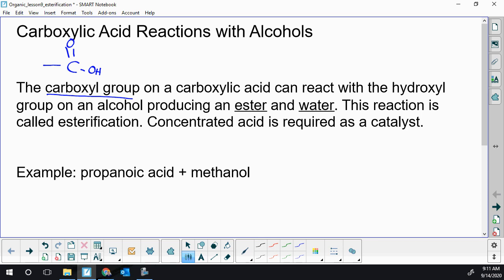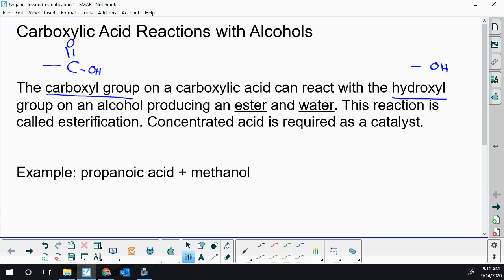In tomorrow's lesson, the second lesson, which is going to be later today, we're going to look at carboxylic acids that have two of these functional groups and can connect twice. Those lead to polymers and long chains. But right now, we're just going to look at carboxylic acids that have one carboxyl group, and alcohols that have a hydroxyl group.